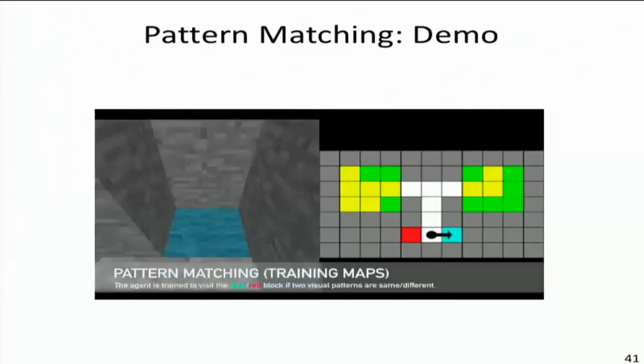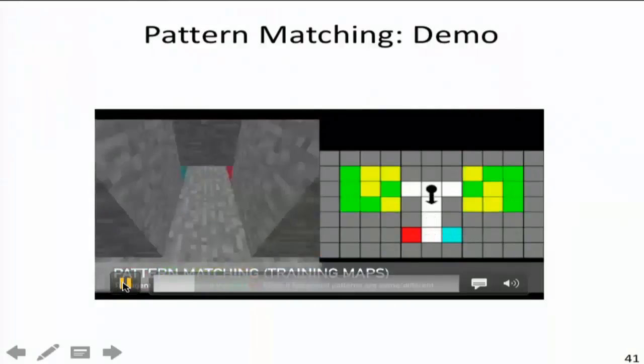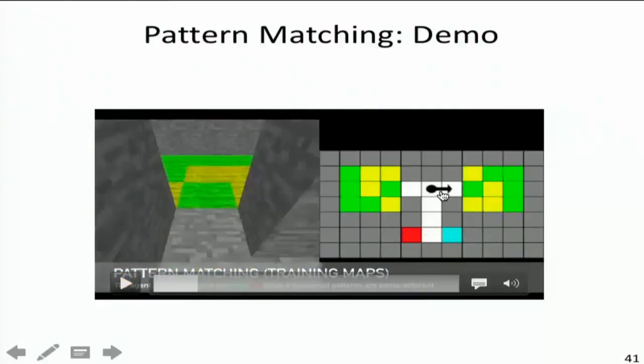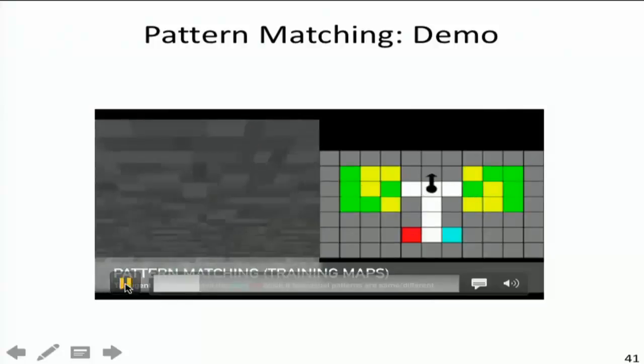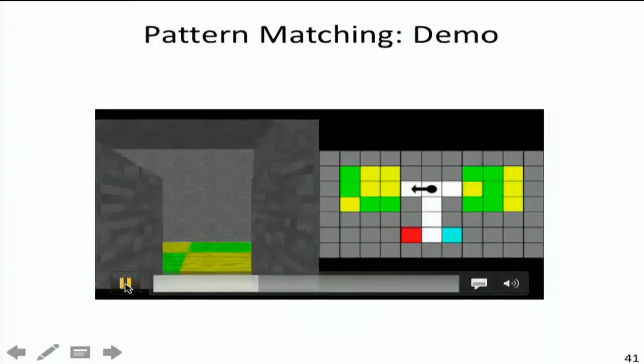And here are some video demos. The high-level idea is that the agent is trying to quickly look at one room layout and the other room layout, and then it will make a decision based on whether these two are the same or not.